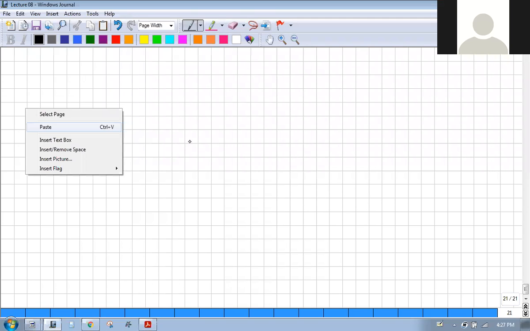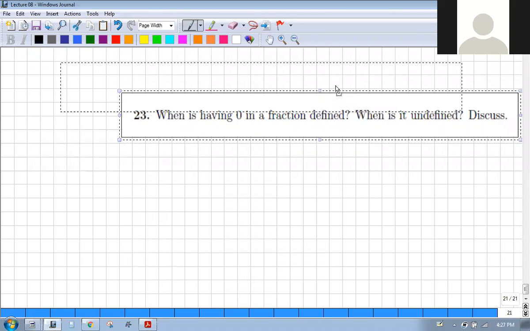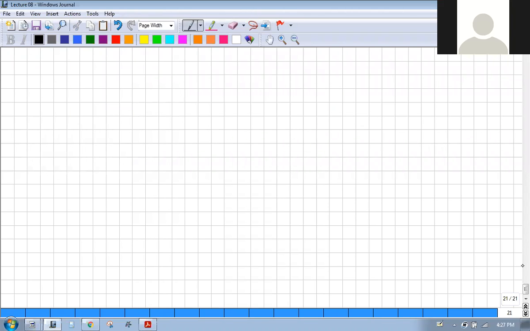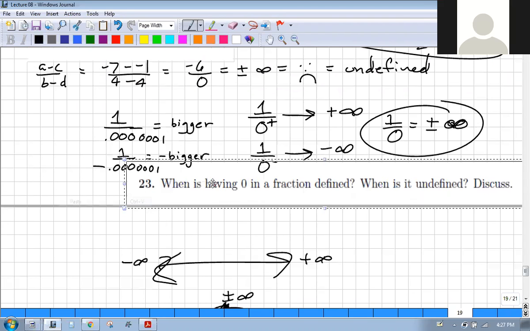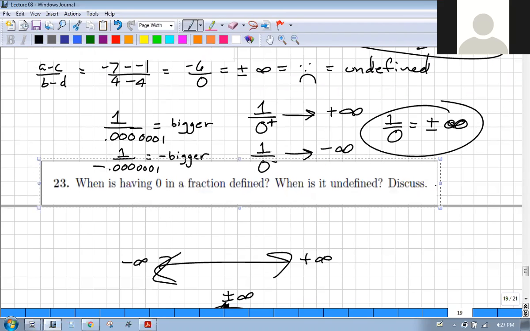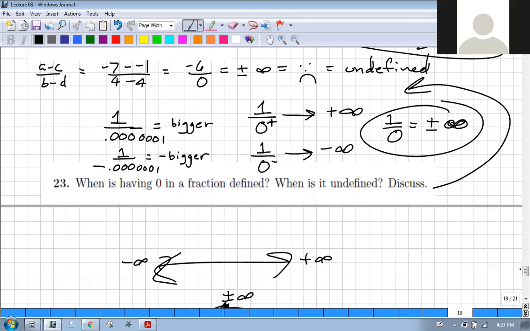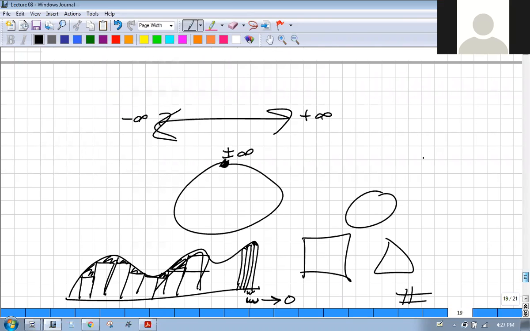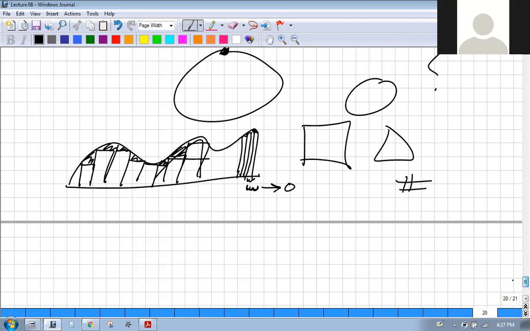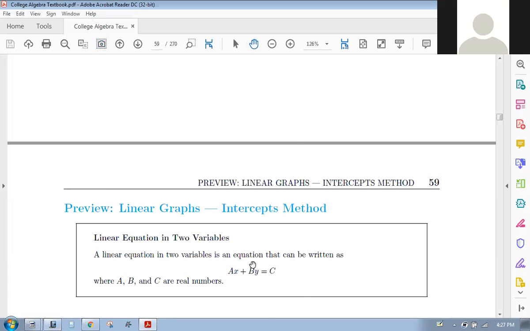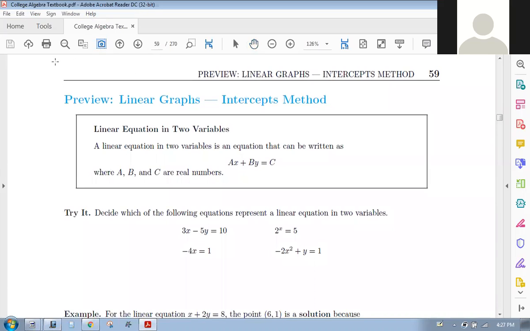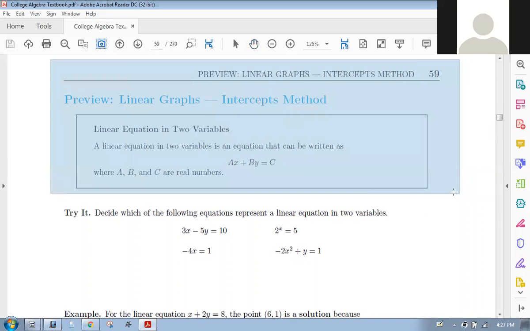All right, number 23. We just discussed that. Let's put that up here. Boom. Discuss. This is for later. All right, linear graphs. We're on page 59 now.